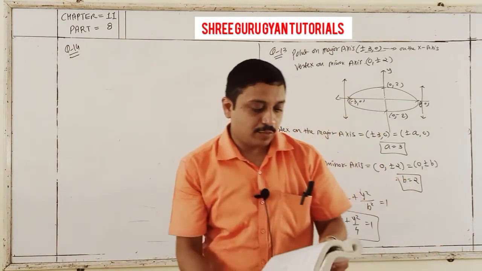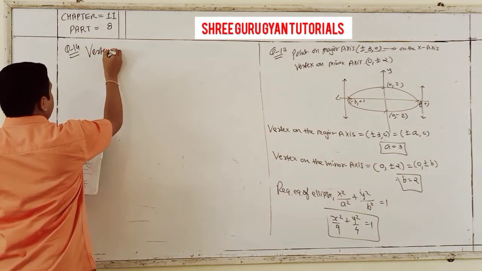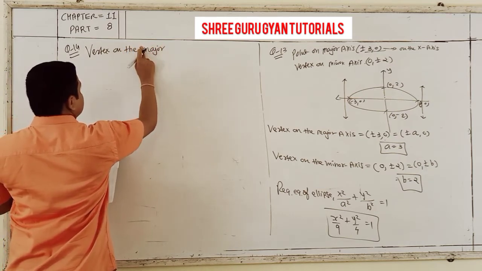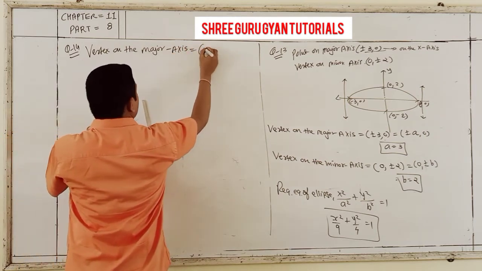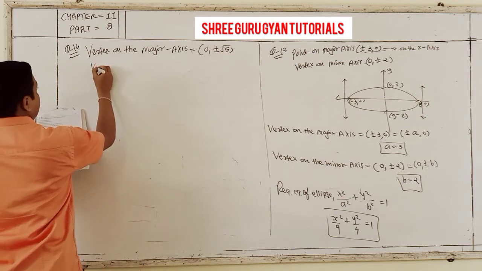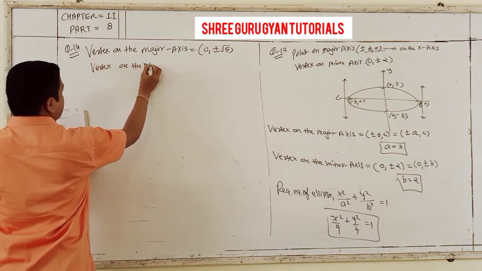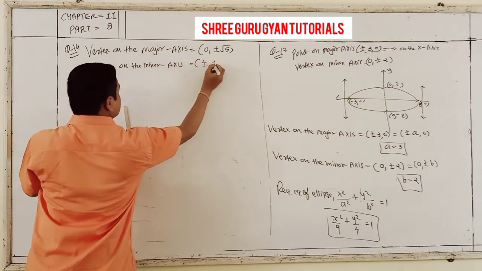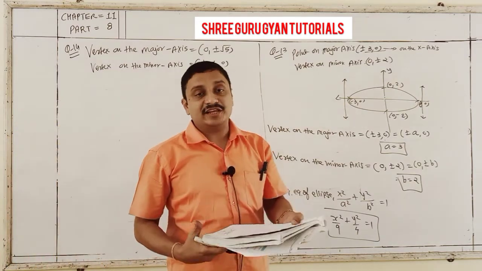Yes, now the vertex on the major axis is given as 0 comma plus or minus root 5, and the vertex on the minor axis is plus or minus 1, 0. Yes, major axis 0 comma plus or minus root 5 and minor axis plus or minus 1, 0.